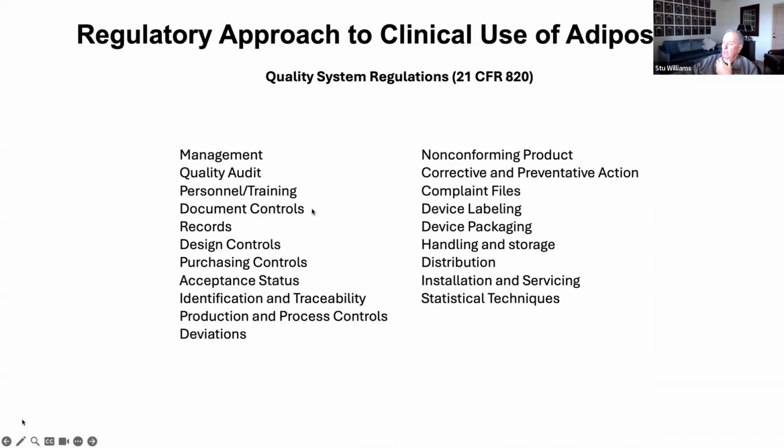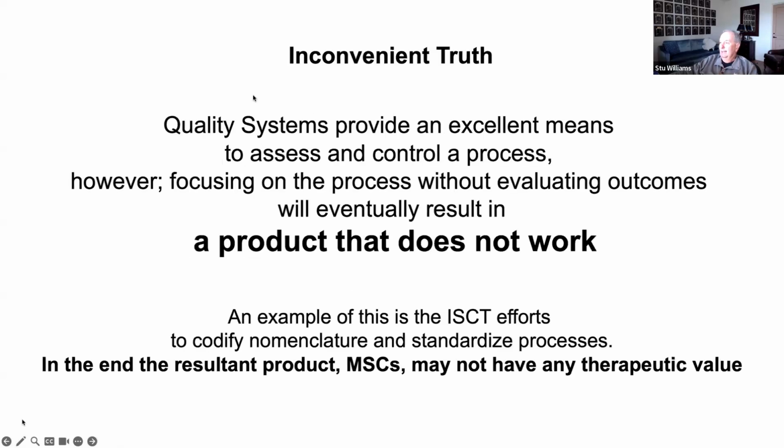Last couple of things. We've got some issues as far as all the different regulations that you need to follow for the isolation of many of these different cell types, including adipose SVF. One is quality system regulations, the 21 CFR 820. I'm going to make an inconvenient truth after, and I was a director of quality systems, quality assurance for one of the companies that I consulted with. And I've come to this conclusion.